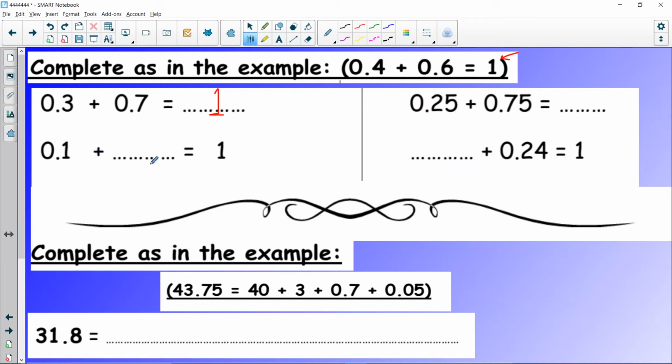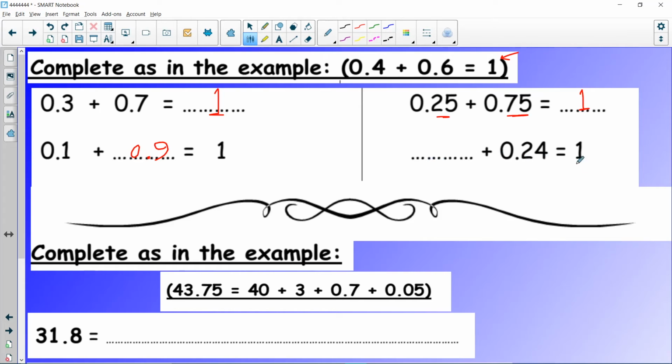0.1 plus what equal 1. We want something will give me 10. 1 plus 9 equal 10. But don't forget to put the decimal point. 0.25 plus 0.75. 25 piasters, 25 pounds plus 75 pounds equal 100 pounds. It gives me the whole number.